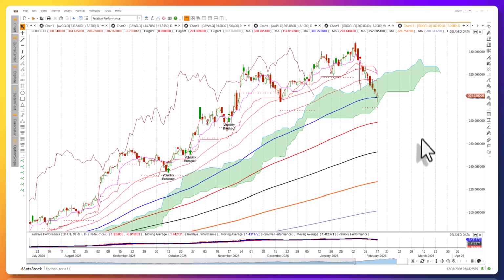I've got the daily Ichimoku cloud up here. Google is now getting very close to the bottom in cloud chart support zone. We could see a potential rebound if support comes in at this zone. It's also testing that 89 period exponential moving average.